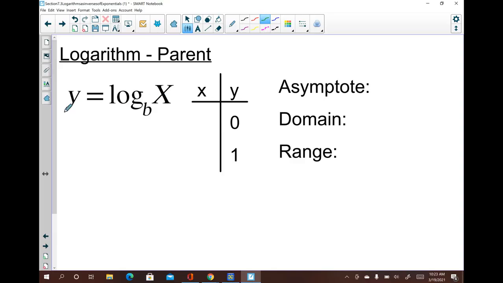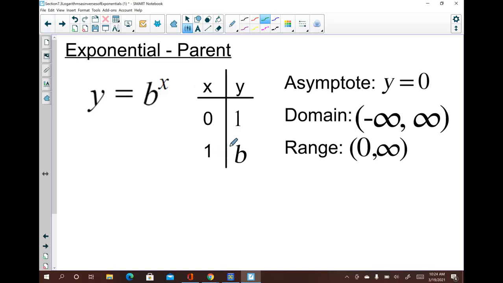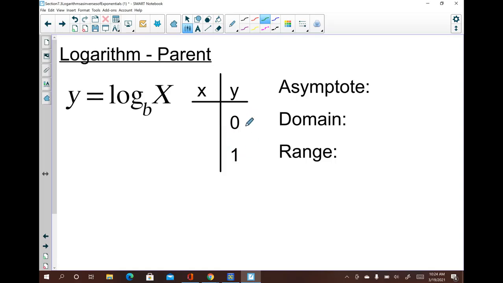I gave you the equation for the parent. It's a really basic form with just the base and x in the argument. Anything else is a transformation. So to get the table, we're going to use the exponential table here. And remember, the input becomes the output and the output becomes the input. So here, our input was 0, 1. Our output was 1, b. So this is now the parent table of our logarithm that we are going to use to graph.